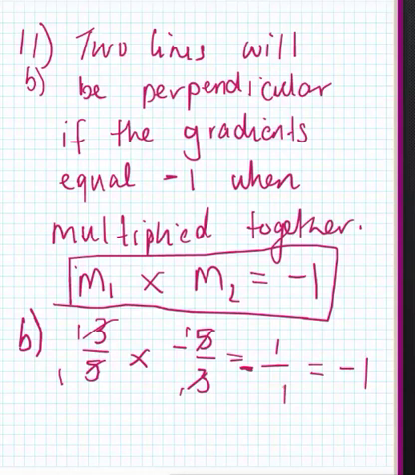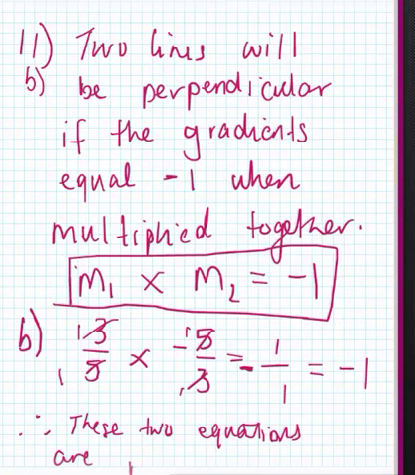And because I got a negative 1, I will say, therefore, these two equations are perpendicular. Please make sure you summarize your findings by writing a short statement at the end. And that's all you have to do. To test and see whether they're perpendicular, you multiply them together, and if it equals negative 1, that's it. They'll be perpendicular. And you don't even have to draw it. It saves us from having to draw it to prove it.